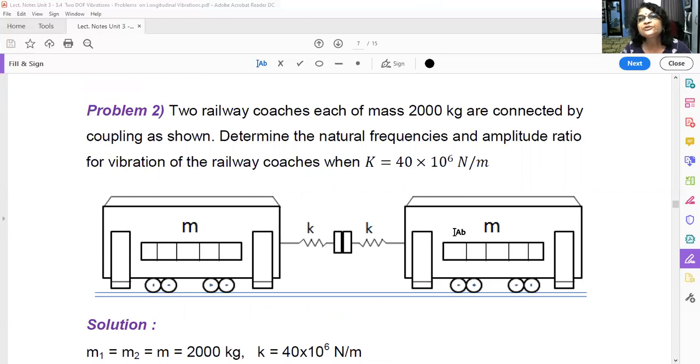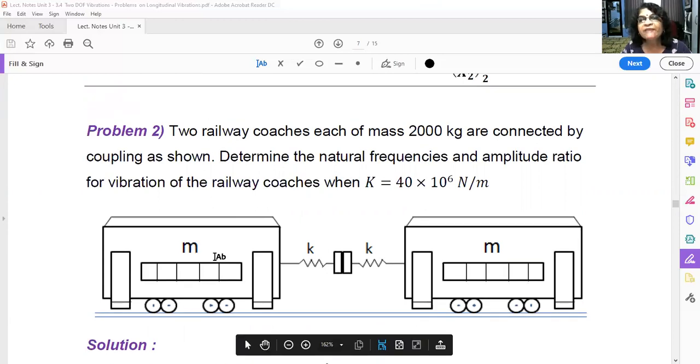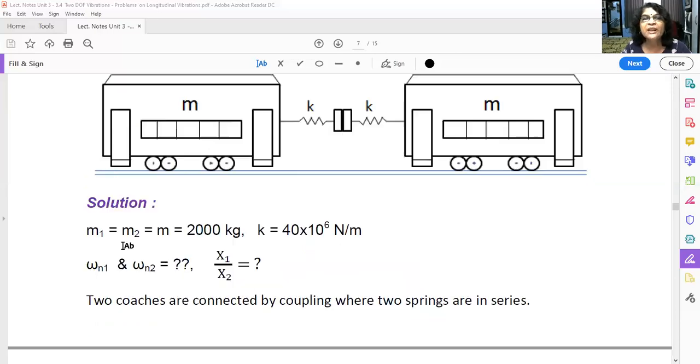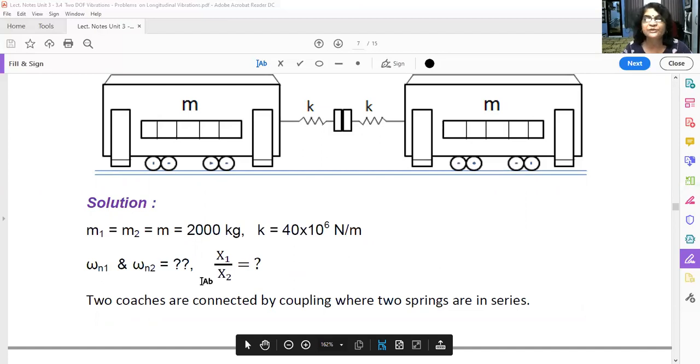So these two are the railway coaches. Each has a mass of 2000 kg. Then those two coaches are coupled by two springs. So K is 40 into 10 raised to 6 Newton per meter. M1 and M2 both are equal, that is 2000 kg. And we have to find out omega N1 and omega N2 and the principal mode shapes, that is the first mode shape and the second mode shape.